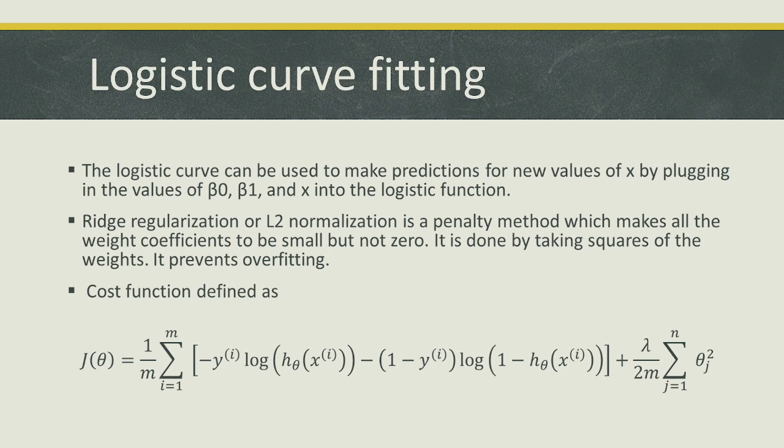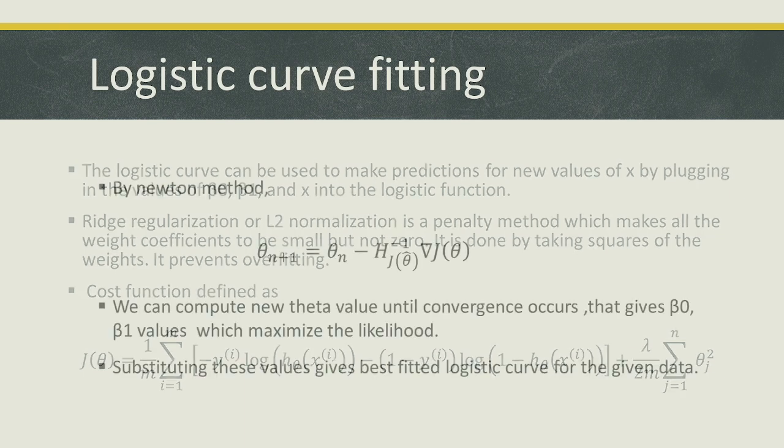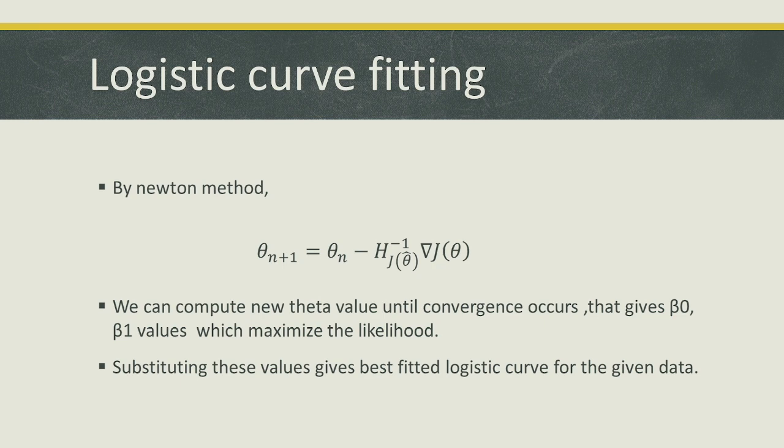Finding beta naught and beta 1 from this cost function and plugging the values into the logistic curve, or the sigmoid function, gives us the best logistic curve for the given data. By finding the Hessian matrix and gradient of the function, we compute new theta values until convergence occurs. These parameter values maximize the likelihood function.